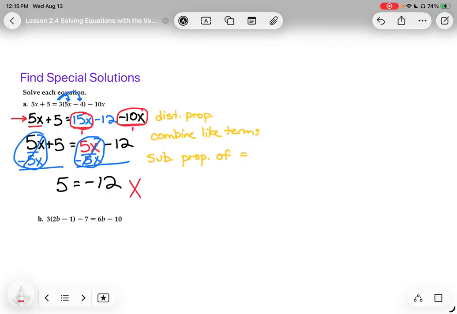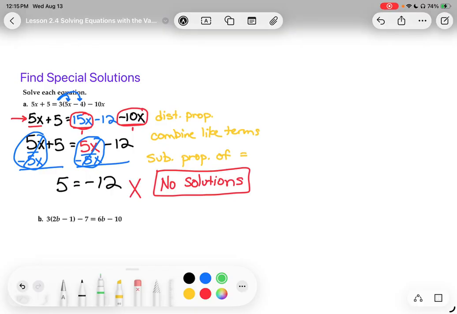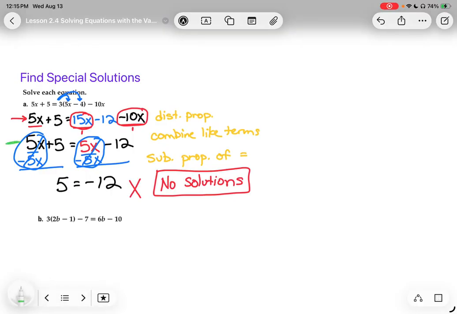So what does that mean in the context of this problem? It means there are no solutions. There is no value of x that works in this equation. In fact, we could have told there were no solutions from this step right here. Let me write this over here to the side: 5x plus 5 equals 5x minus 12. From this step, we could have told there weren't going to be any solutions.